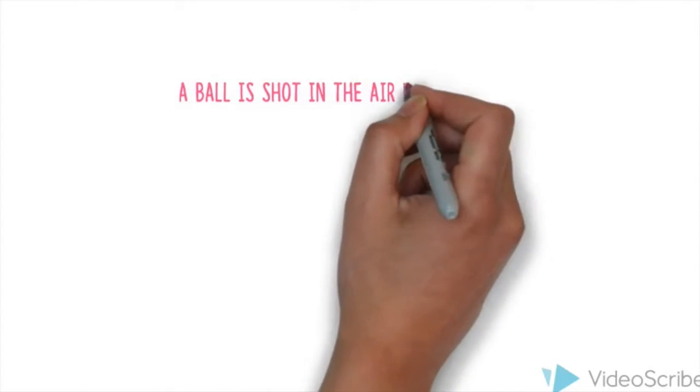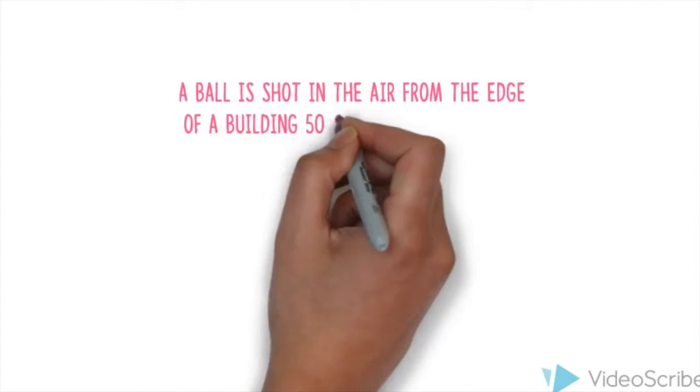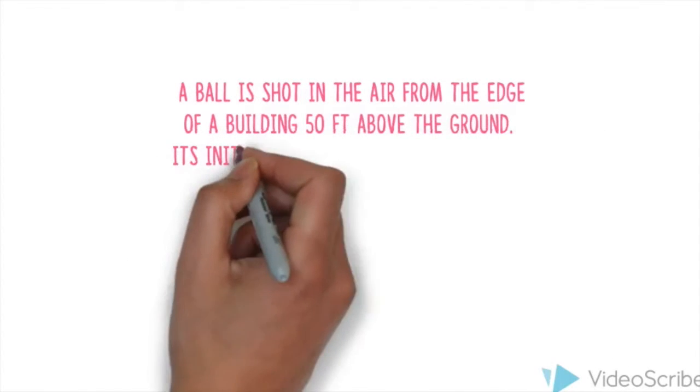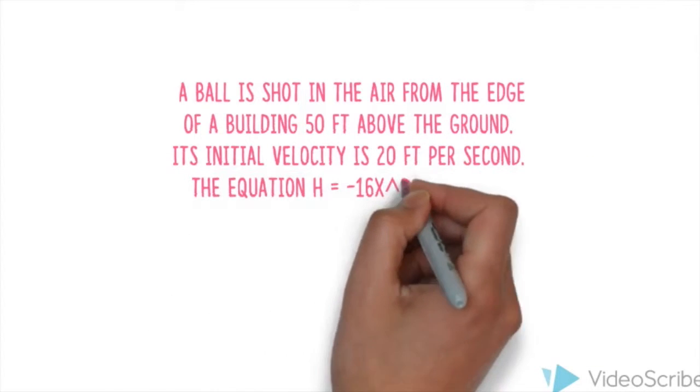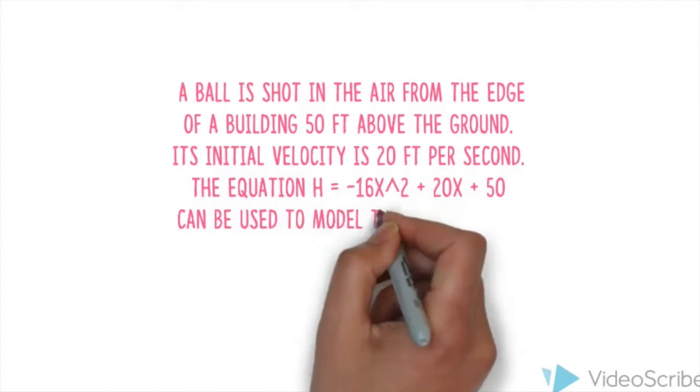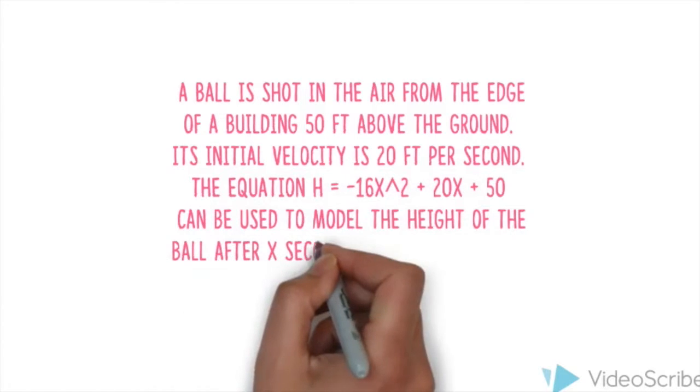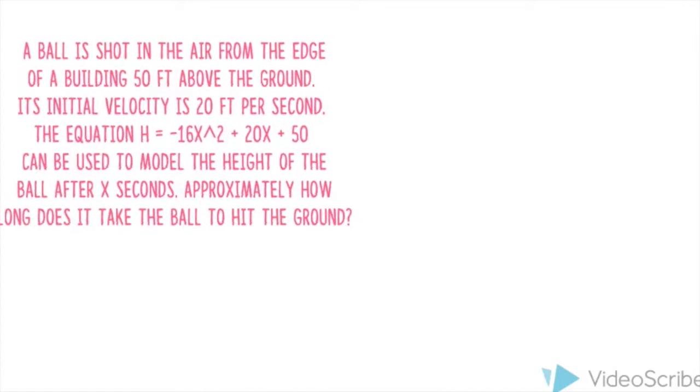A ball is shot in the air from the edge of a building 50 feet above the ground. Its initial velocity is 20 feet per second. The equation h equals negative 16x squared plus 20x plus 50 can be used to model the height of the ball after x seconds. Approximately how long does it take the ball to hit the ground?